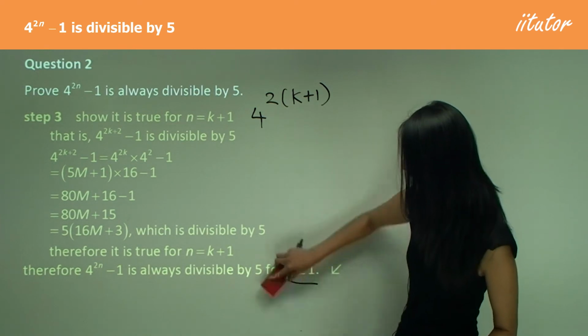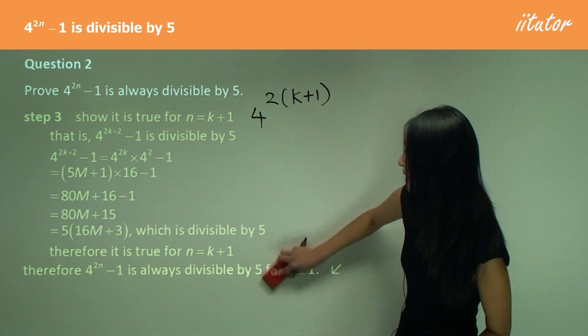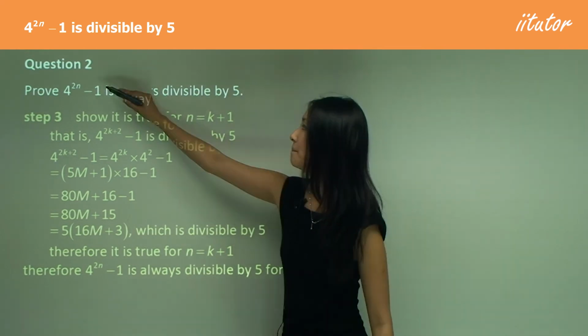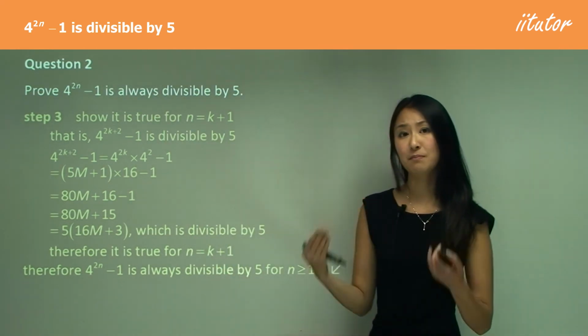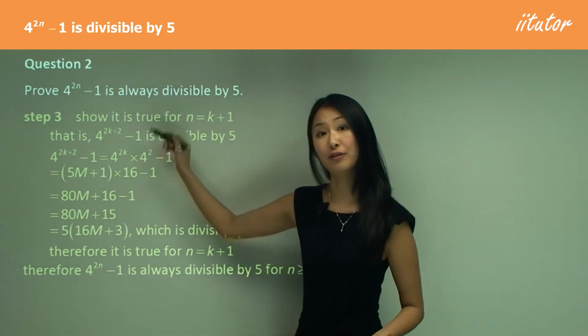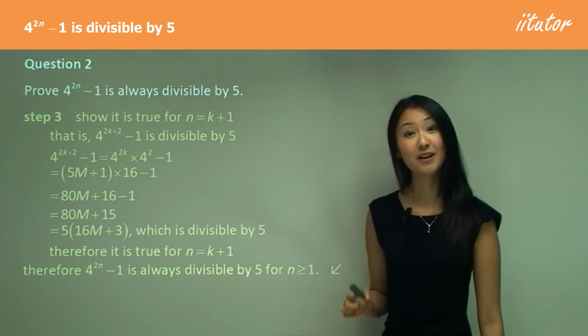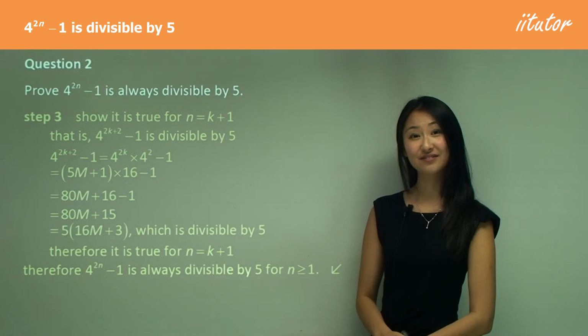So you can see here that when we have a multiple index, all that happens is that when you substitute k plus 1, you just have to make sure that you multiply the whole thing, the whole k plus 1, by the coefficient in front. So just be careful to do that.